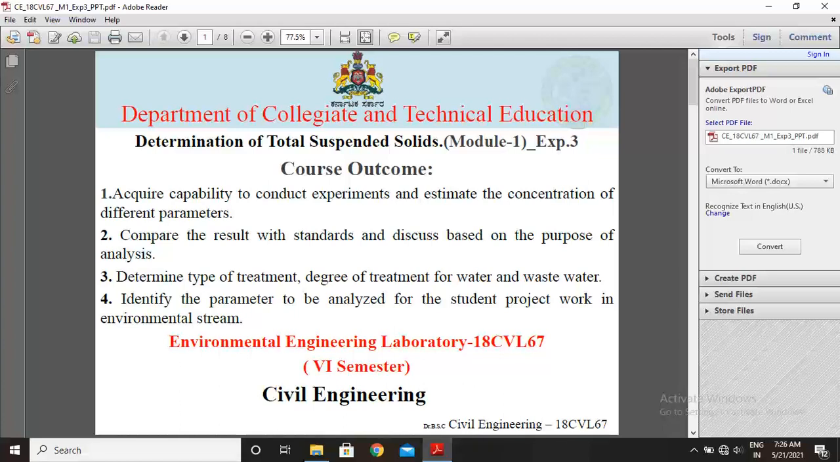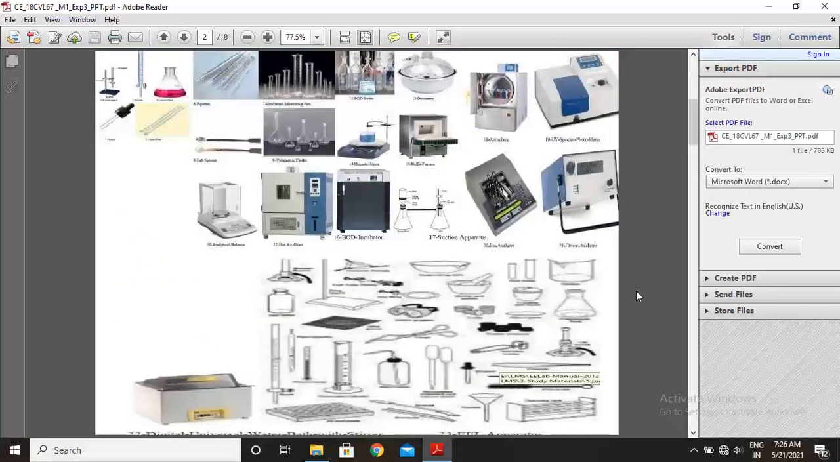Title of subject is Environmental Engineering Laboratory and subject code is 18CVL67. This comes in 6th semester of civil engineering department. So these are the equipments used in the environmental engineering laboratory. All of you remember, these are the apparatus we regularly use to conduct required experiments for the given samples.